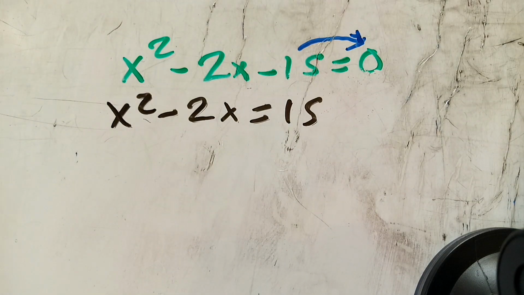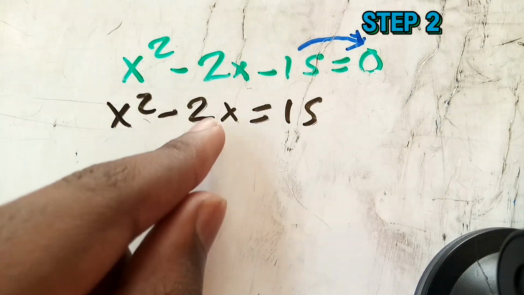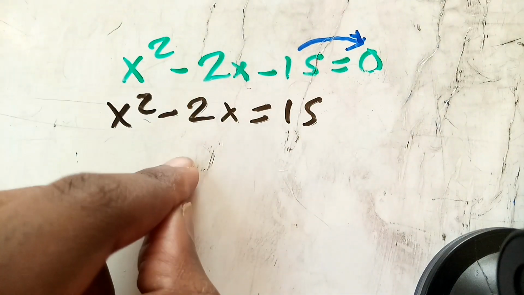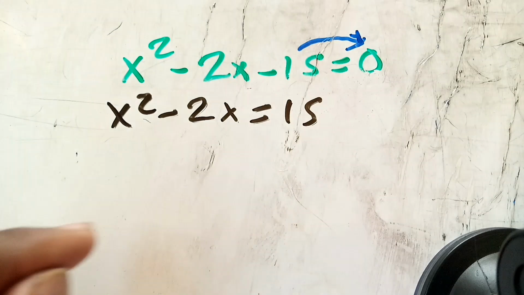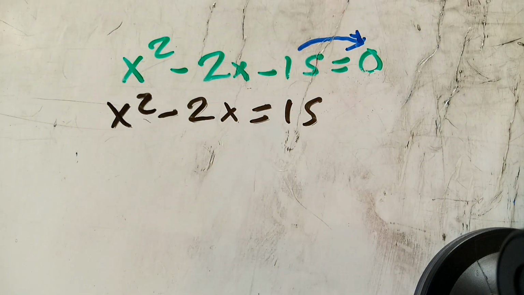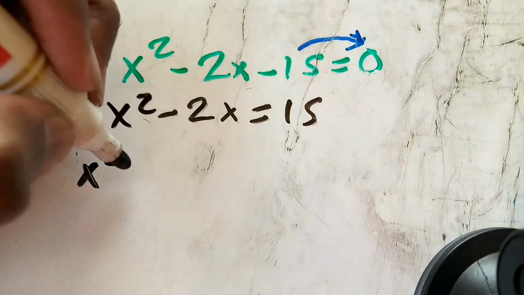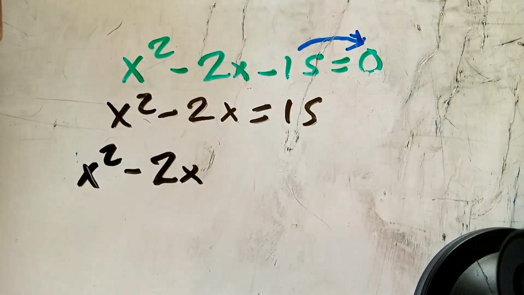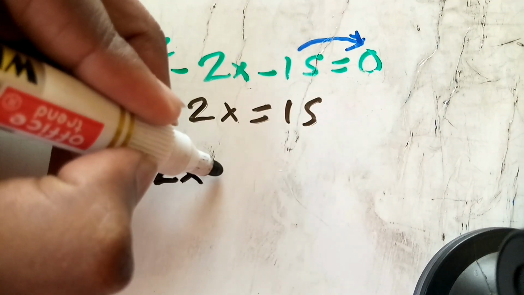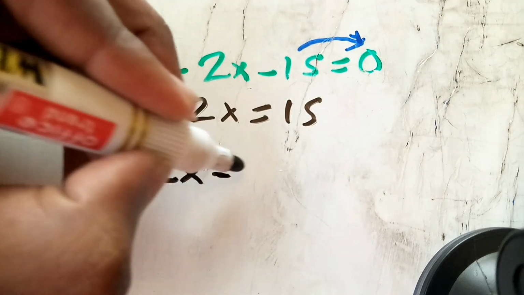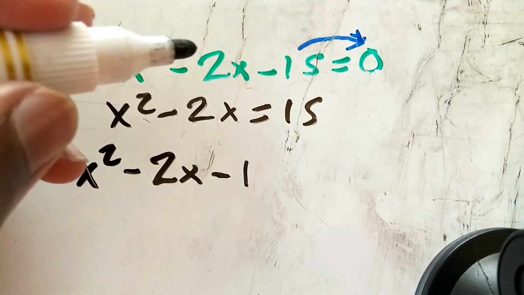Next, we go to the number which is multiplied to x, which is negative 2. What are we now going to do? We're going to find half of negative 2. So what's half of negative 2? It's negative 1. So we're going to say x squared minus 2x, then we're going to say minus 1.